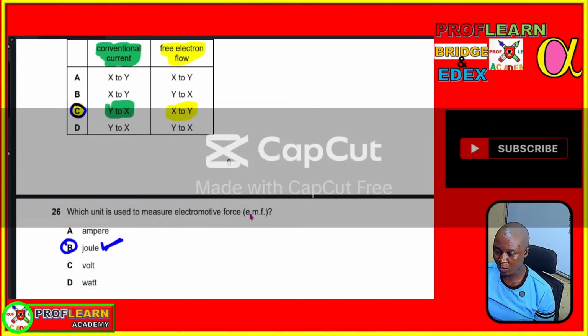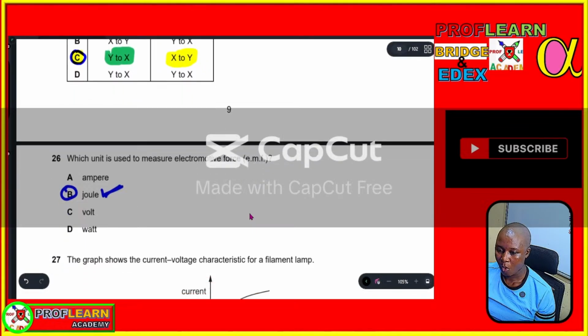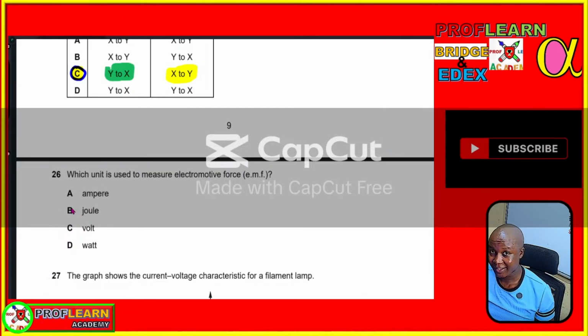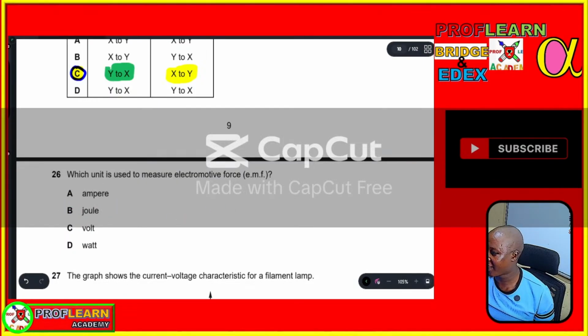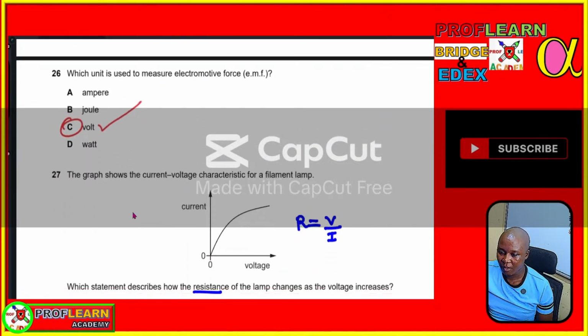Which unit is used to measure electromotive force? EMF, electromotive force, units measuring EMF is actually volts. EMF is measured in volts.